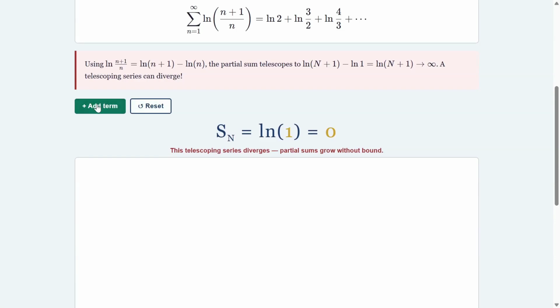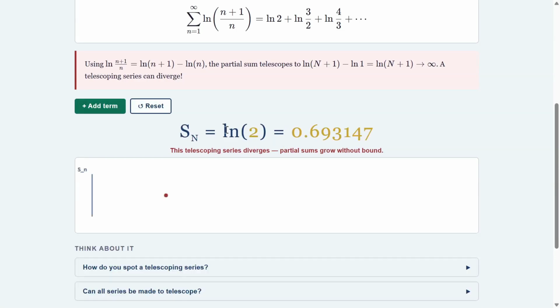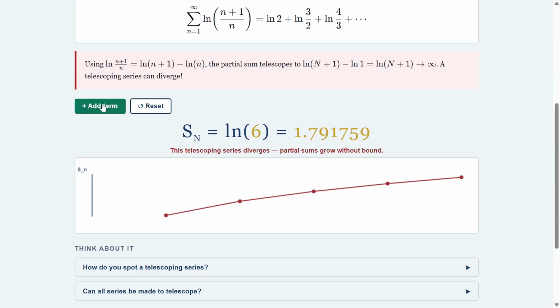Let's add the first term, ln of 2. Next one, ln of 3. Next one, ln of 4. Next one, ln of 5. Ln of 6. This sum is diverging.